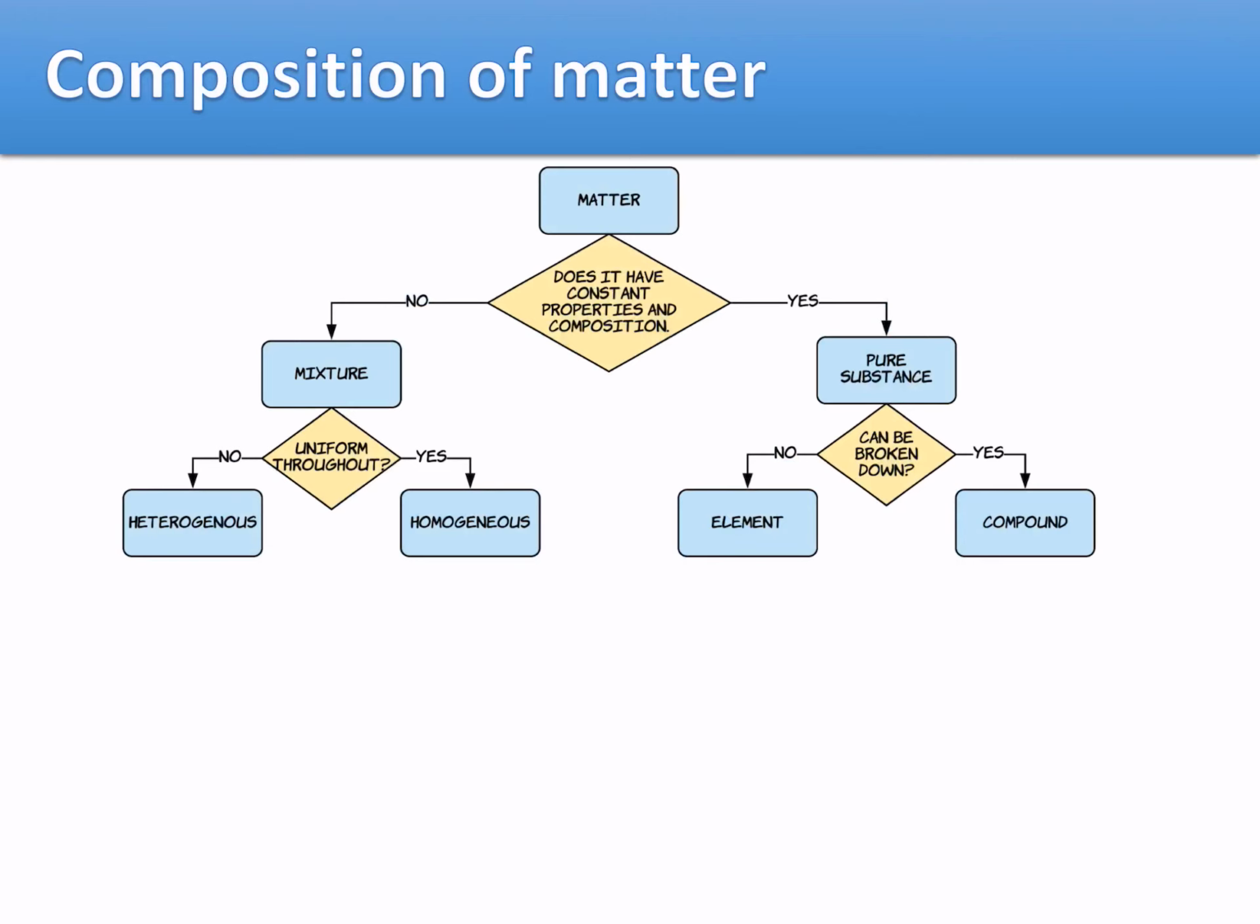Can it change? And then you have the division of whether it's a pure substance, like we have here, or if it's a mixture. Remember, a pure substance has constant composition and constant properties. A mixture has one or more components. Each component individually will have certain properties, but the properties of the mixture will depend on the composition that you have of those components.